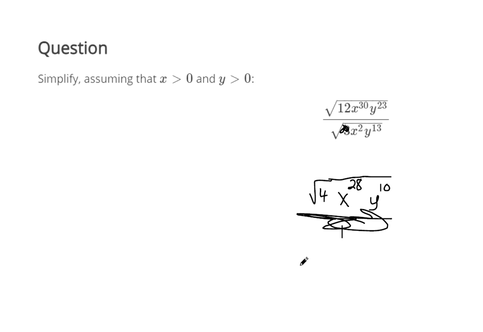Now we can do just what we did in the other problem. Think of the square root of each of those terms. X to the 28th to the 1/2 power makes x to the 14th. Y to the 10th to the 1/2 power, that makes y to the 5th. So there's our answer.